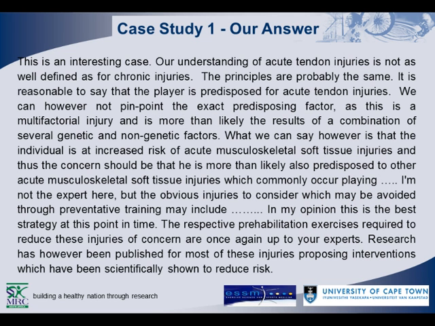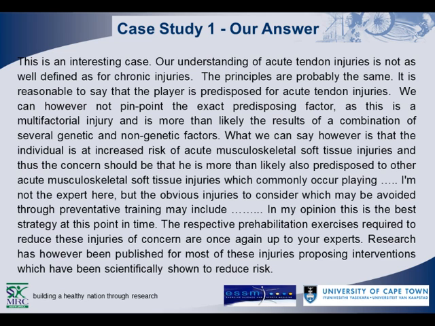So this was the response. It's an interesting case. Our understanding of acute tendon injuries is not as well defined as for chronic injuries, because all the risk factors that I've illustrated to you before from our genetic research are based on chronic Achilles tendinopathy. But the principles are probably the same. It is reasonable to say that the player is predisposed for acute tendon injuries, being the second acute injury that the patient has suffered from.